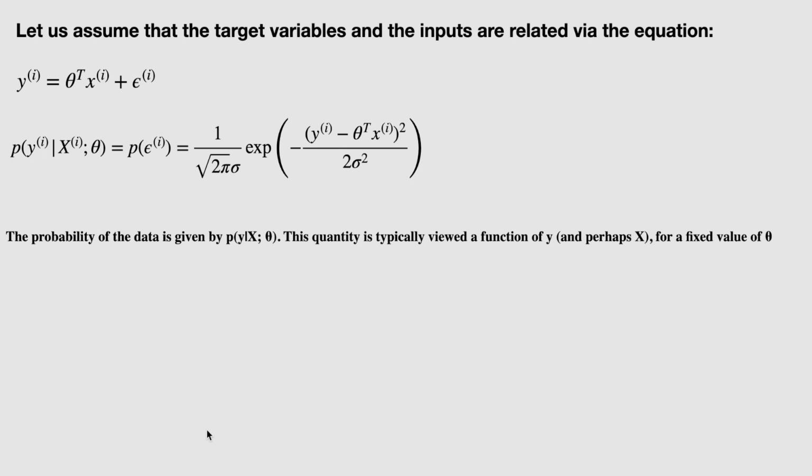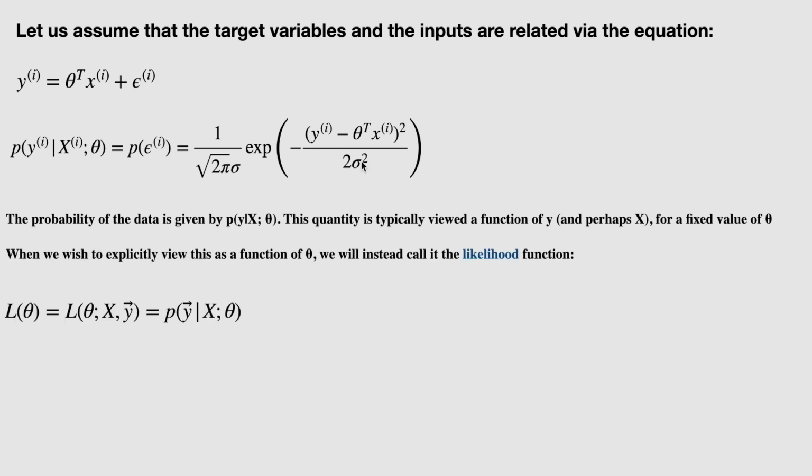This quantity is typically viewed as a function of y for a fixed value of theta. So this thing is a function of y and x, and theta is a fixed value, right? So instead of considering this, we are going to say that y and x are fixed values, and theta can be anything, or theta is a variable. So instead of considering this as a y and x function, we are going to consider it as a theta function. And once we do that, we will call this function a likelihood function.